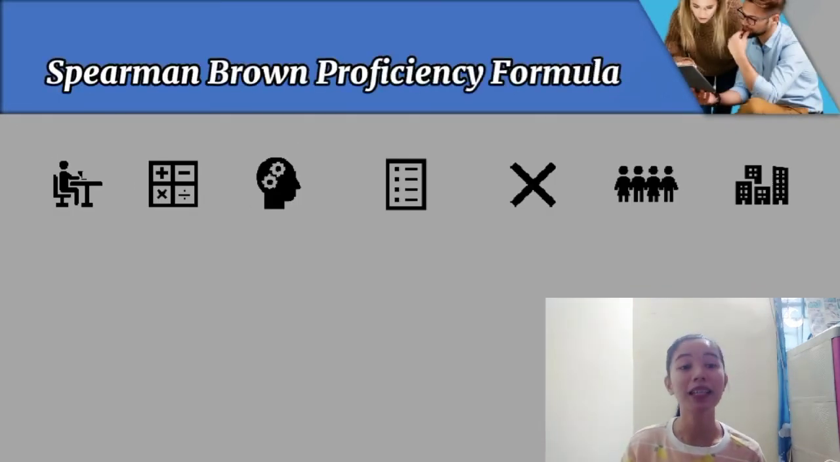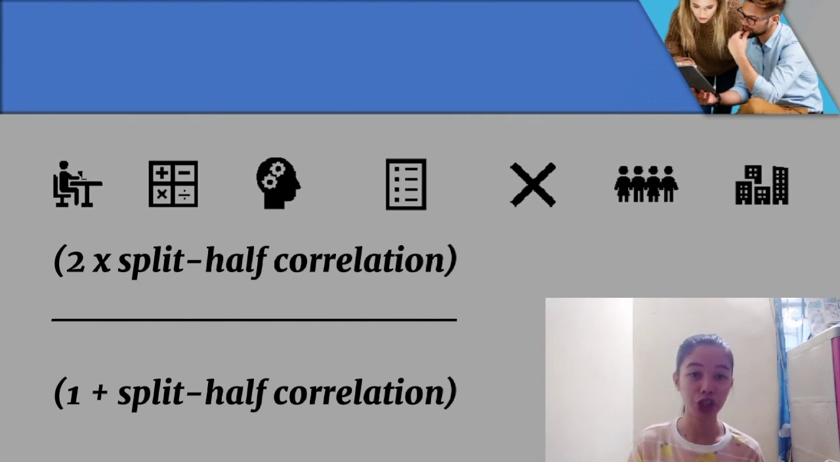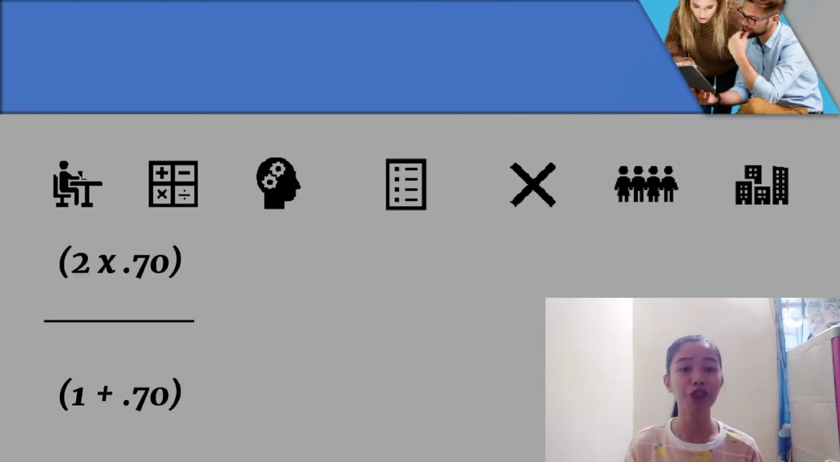So under the split half method is what we call the Spearman-Brown prophecy formula, wherein the formula is 2 times split half correlation over 1 plus split half correlation. So if we have a split half correlation of 0.70, then the corrected reliability would be 2 times 0.70 over 1 plus 0.70, which equals 1.4 divided by 1.7, which equals 0.82.